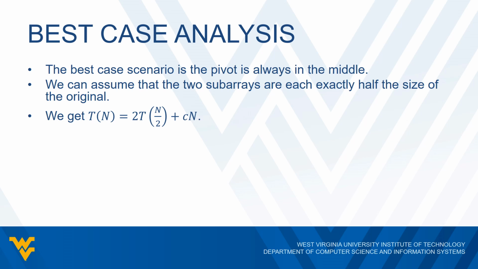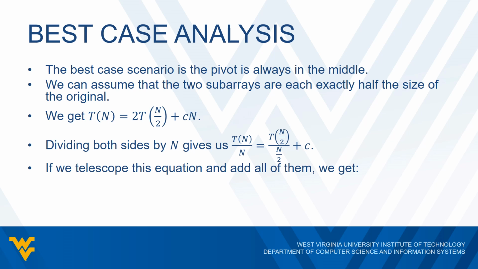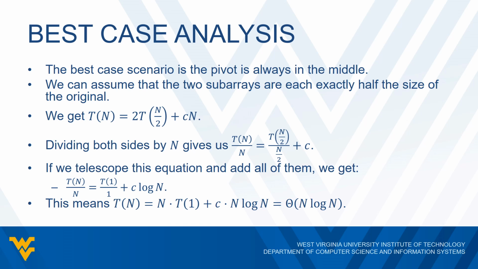So if we decide to divide both sides by n, we would have t of n over n equals t of n over 2 divided by n over 2 plus c. So then if we use the telescoping approach with this equation, and then we add all the respective terms, what we would get is that t of n over n would be t of 1 over 1 plus c log n. And if we multiply everything by n, this means that t of n is going to be n times t of 1 plus c times n log n, or in other words, this would turn out to be theta of n log n. And we see that this is the exact same analysis as we did for the merge sort algorithm.